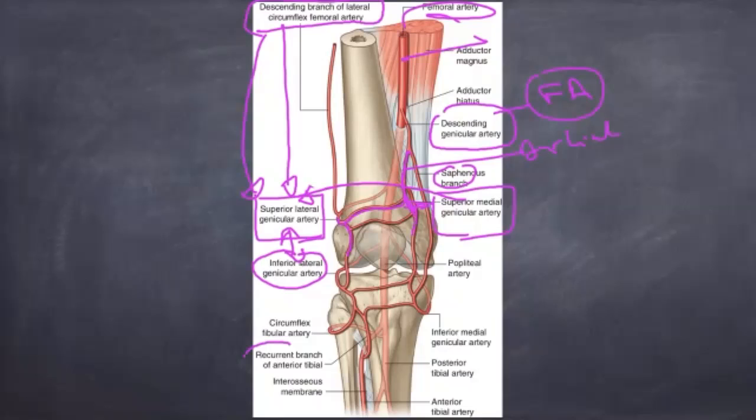So here this is the recurrent branch of anterior tibial artery. Okay. So the inferior genicular is anastomosing with it, and inferior is anastomosing with the recurrent arteries and circumflex fibular artery. Okay, it's very easy.